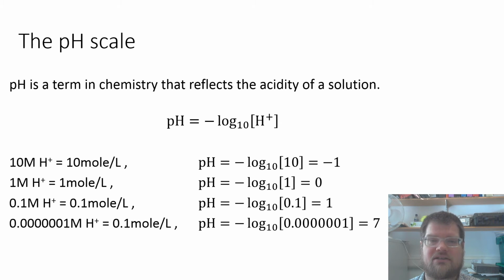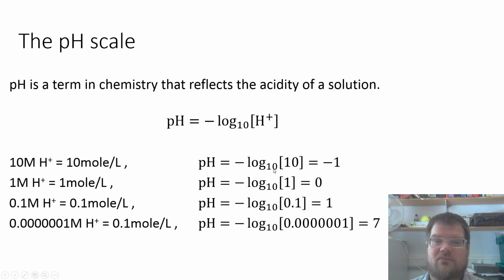Okay, so the way this expression works is that you take the concentration of hydrogen ions, for example 10 moles per liter, so this would be a very strong acid, like maybe concentrated hydrochloric acid, about 10 molar.